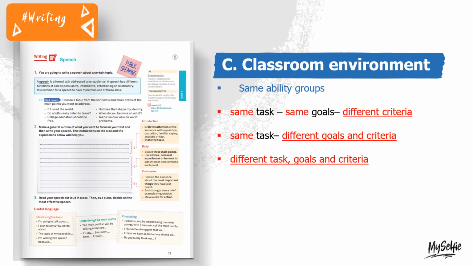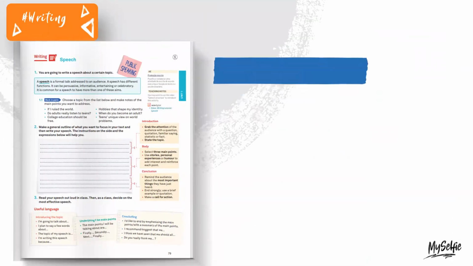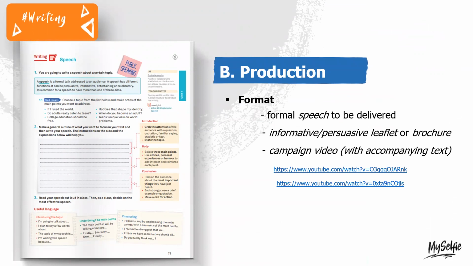We can assign the same task with the same goals, but using different criteria, or assign the same task with different goals and different criteria, or even assign a different task with different goals and different criteria. And concerning the assignment of different tasks, this last one, I would say we need to think about another tool we have in terms of differentiated teaching, which is the student's production. That is the type of task we are going to ask the students to do in terms of format.